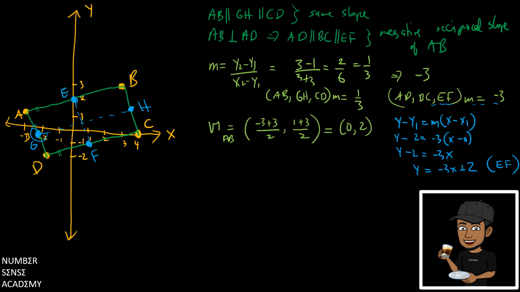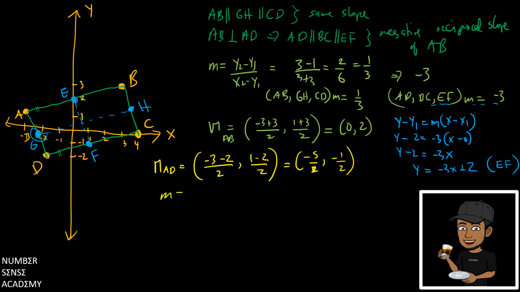So the midpoint of AD is equal to negative 3 minus 2 over 2, and then 1 minus 2 over 2. So this becomes negative 5 over 2 and negative 1 over 2. I already have the slope. The slope, we know it's 1 over 3. So now I use my formula.